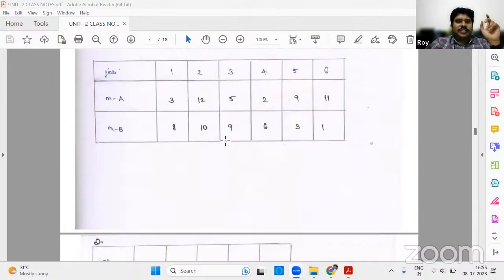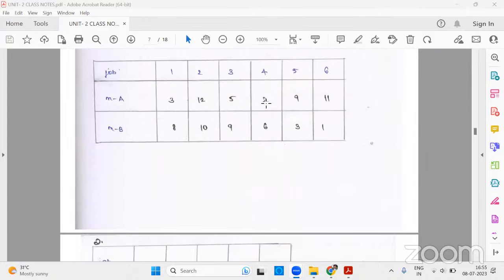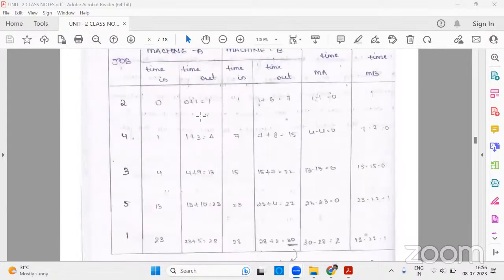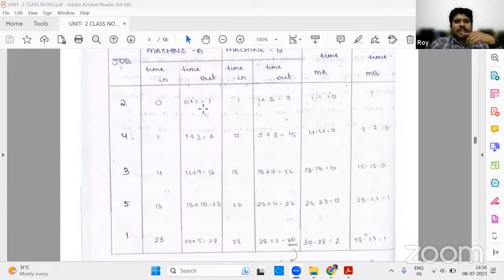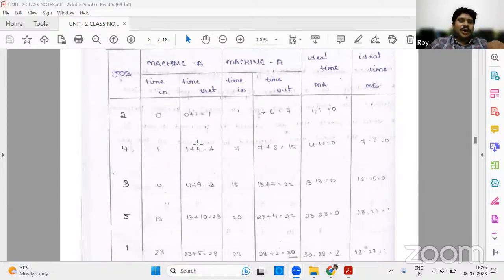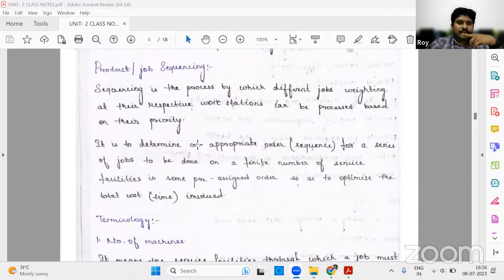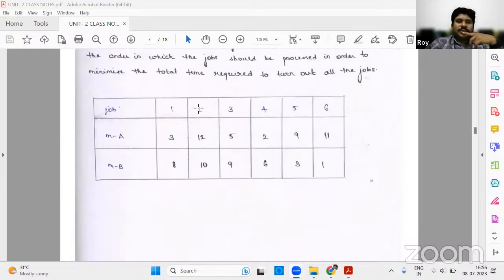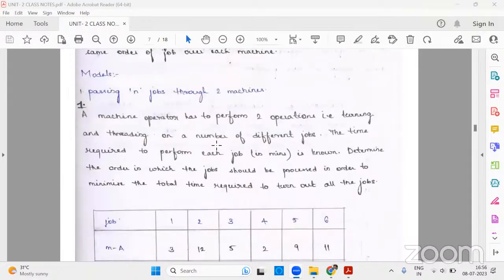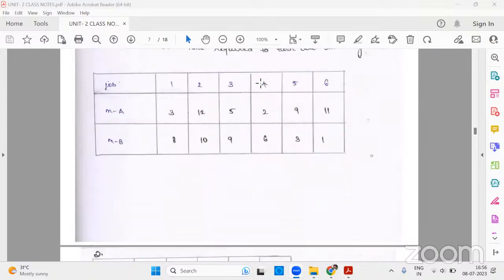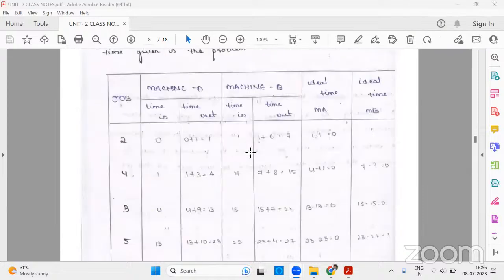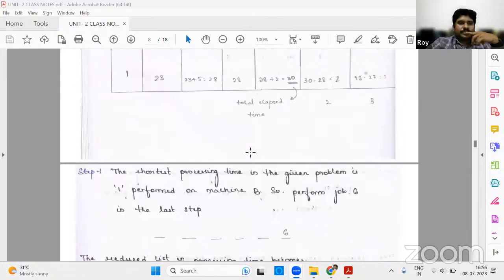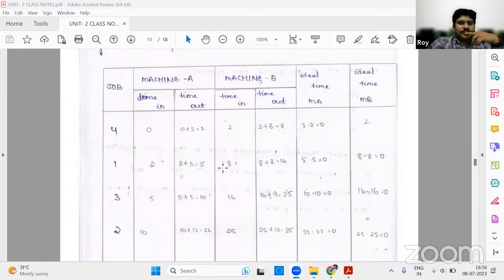What is the in time for the fourth job? 2 minutes. Very good. Not in time, processing time. Sorry, processing time. What is the question? For job 4 on machine A, 2 minutes, and you write it like 0 to 2. 0 plus 2 is equal to 2.